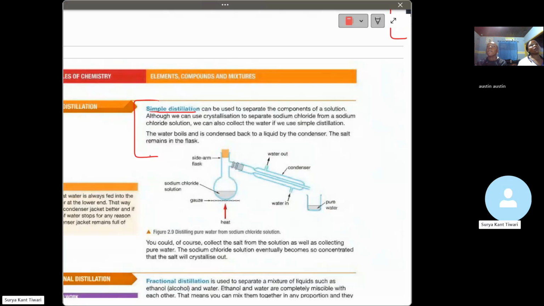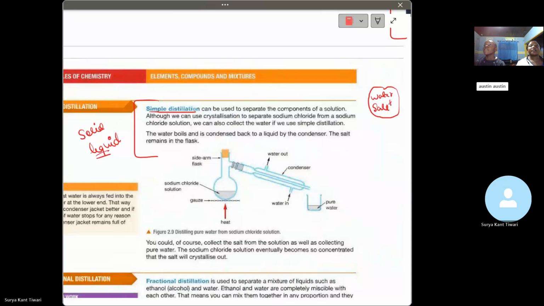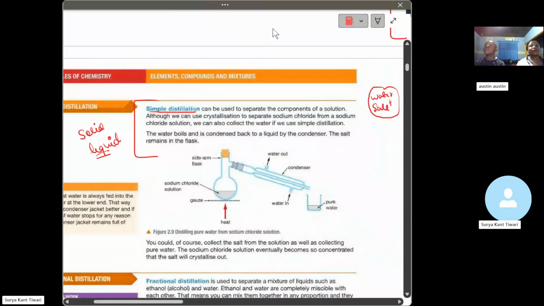Simple distillation is the process of separating a solid from a liquid. Let's say accidentally I put some water inside the salt. Now I want to remove it. How can I get rid of it? I will do simple distillation.